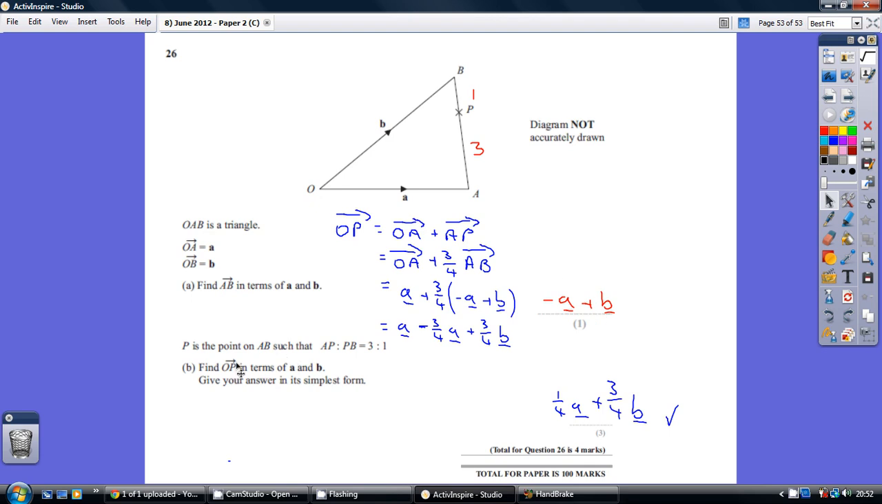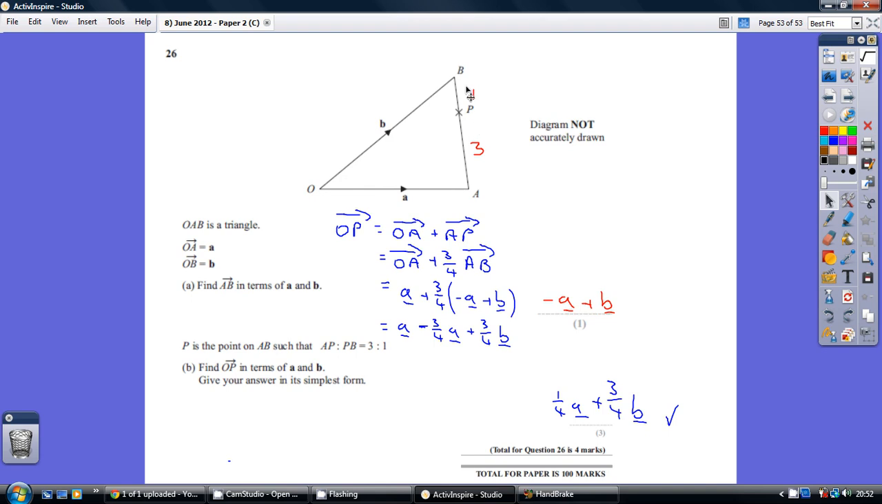Now we've got to find OP in terms of a and b. Okay, so we've got to go from O to P in terms of a and b. Now there are two ways we can get from O to P. We could go O to B and B to P, or O to A and A to P.